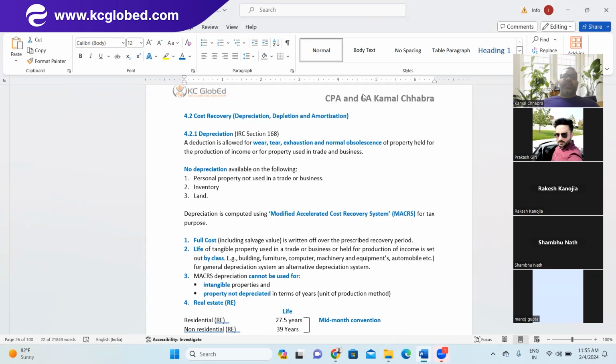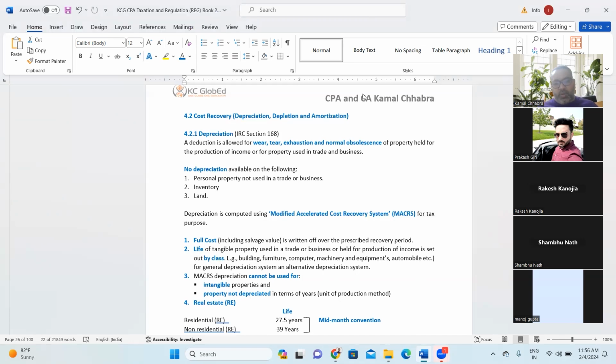So now the first thing is depreciation. Section 168: a deduction is allowed for wear, tear, exhaustion and normal obsolescence of property held for production of income or property used in trade or business. So depreciation is used for normal wear, tear and routine obsolescence of any particular asset which is used for production or the normal trade or business purpose. That's the definition of depreciation.